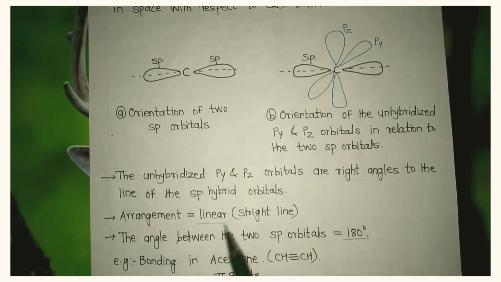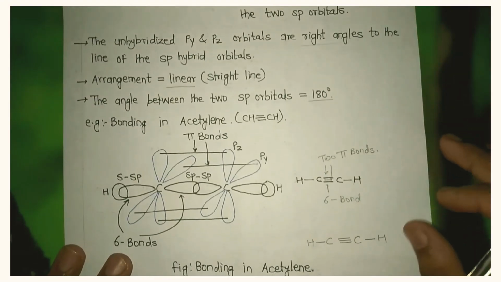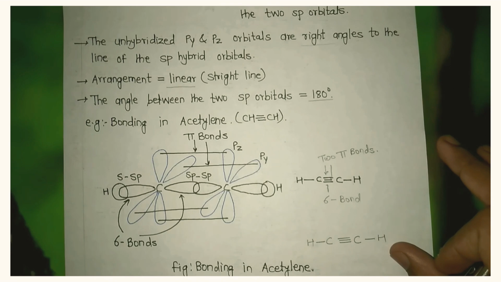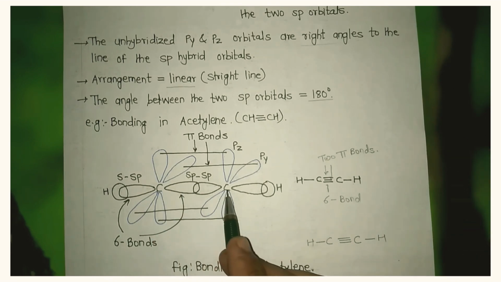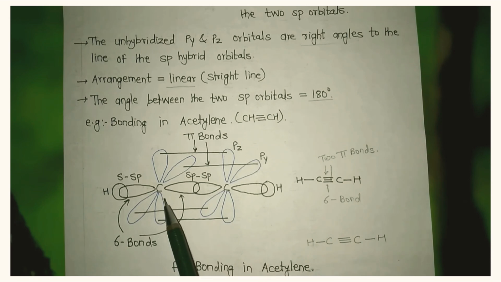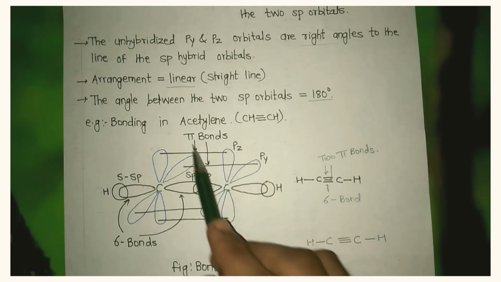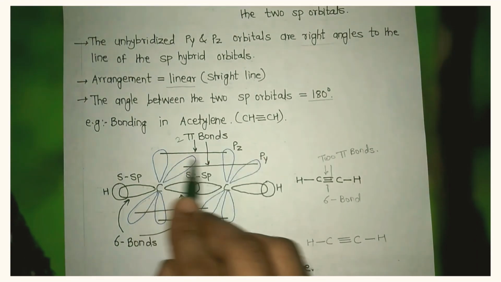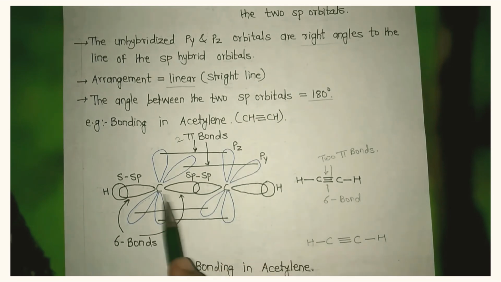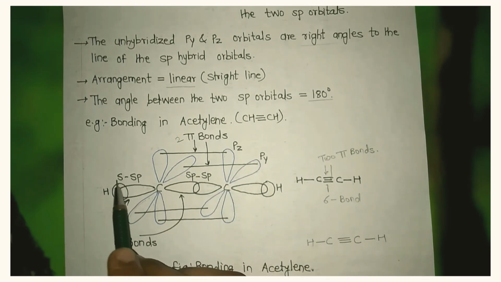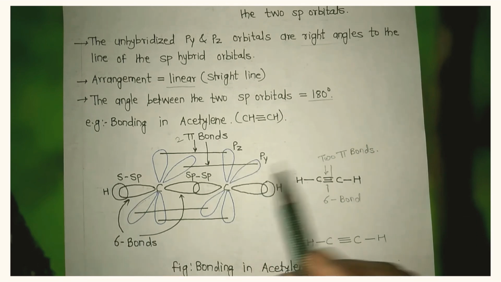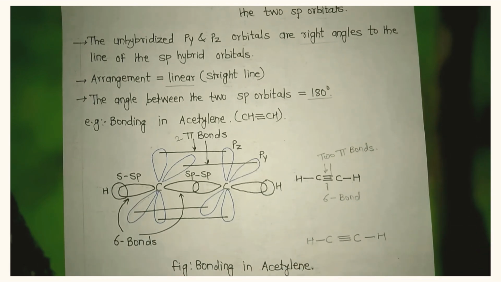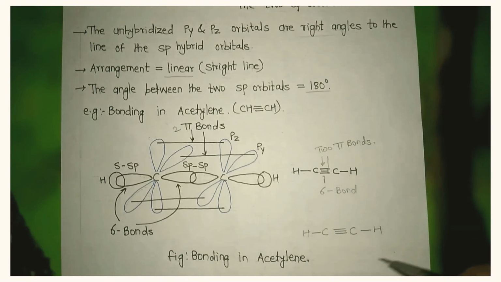Arrangement is linear, like a straight line. The angle between the two orbitals is 180 degrees. So we'll go for the bonding. The bonding in acetylene, CH triple bond CH. The C-C sigma bond is formed by sp-sp overlap and the pz and py are involved in the two pi bond formation. There will be two pi bonds, one is this and another is this. The C-H bond is formed by sp-s overlap. Okay, this is all about the hybridization.